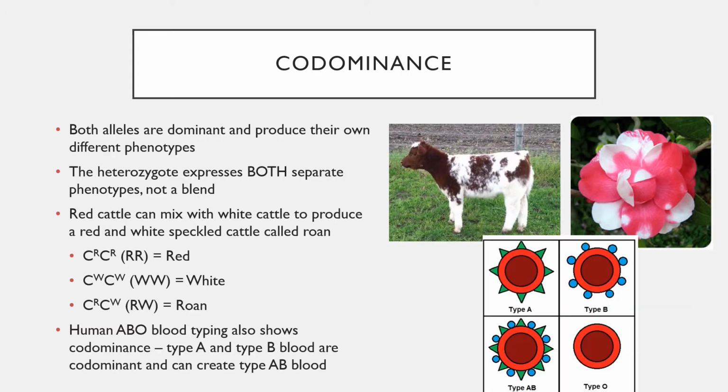Now, codominance is where both alleles are dominant. Neither one wants to budge, essentially, in showing its trait. So when you have a heterozygote, you're actually going to see both traits manifested at the same time in the phenotype. The main example with this one is with cattle. You can have a red cow with a white bull or vice versa, and that will produce a red and white speckled offspring that we call roan, like in this picture here of the cute little cow.